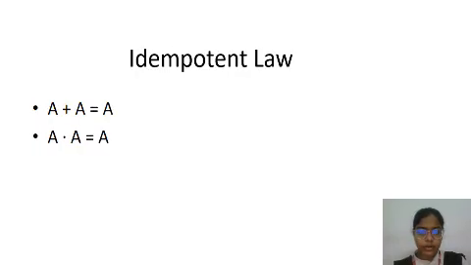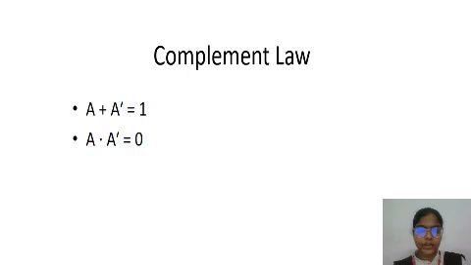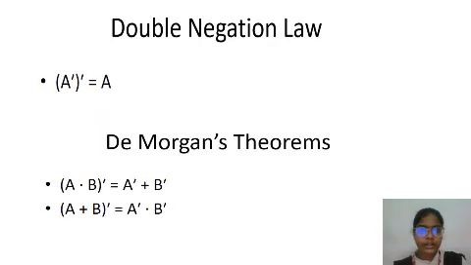And idempotent law. A plus A is equal to A. Here the sum of two A's is equal to A. And the product of two A's is equal to A. Complement law. A plus A complement is equal to 1. And the next one is A into A complement is equal to 0. And here is double negation law. A complement whole complement is equal to A.